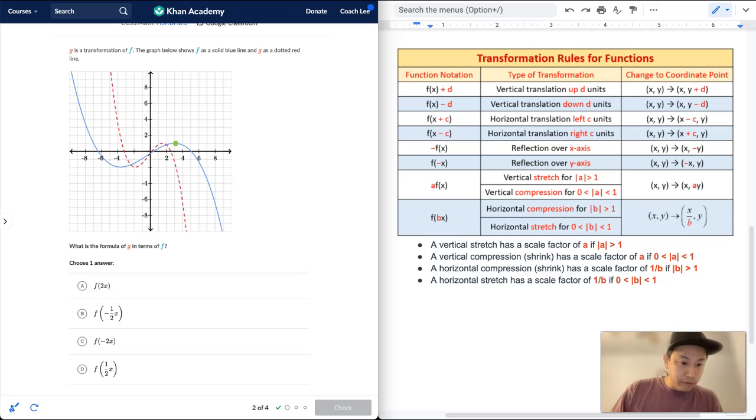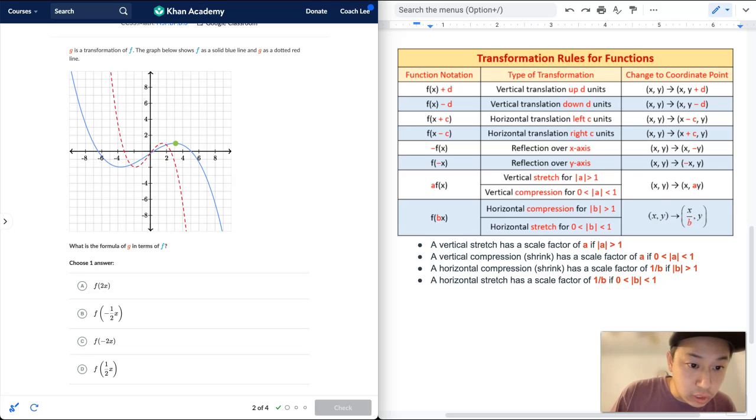So option A, F of 2x. I love practicing the horizontal stretches and compressions because by far, like I've been saying, they're the more complicated ones. So my B value is 2. Okay, keep checking your chart. B value is 2 at the very bottom of our chart here. B value is 2. That means it's greater than 1. Take the reciprocal, flip it, right? The reciprocal of 2 is going to be 1/2. So we're actually horizontally compressing by 1/2.